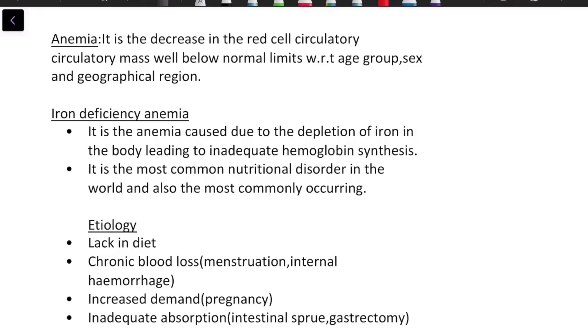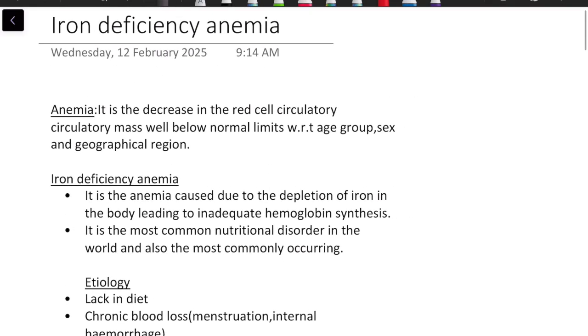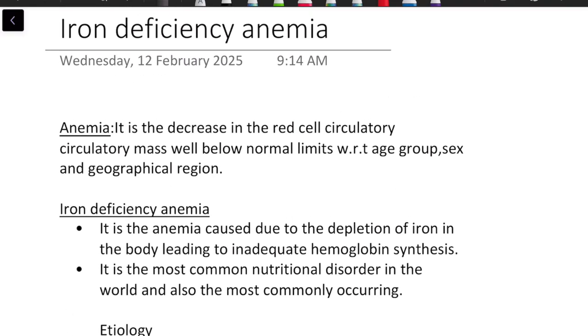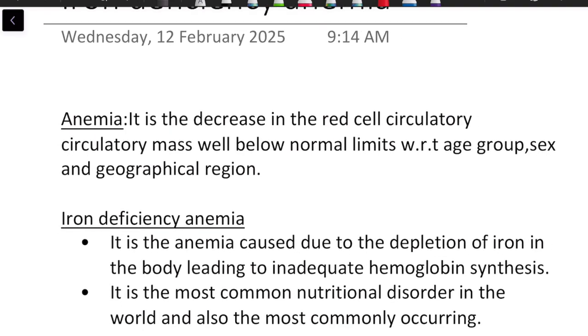Hi everyone, in this video I will be talking about iron deficiency anemia. I will give you a proper introduction about iron deficiency anemia and how iron absorption occurs, how the metabolism of iron is regulated and so on, because that is required for you to understand the diagnosis of iron deficiency anemia. So let's begin. First of all, we will talk about what is anemia.